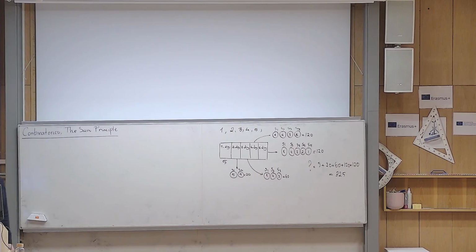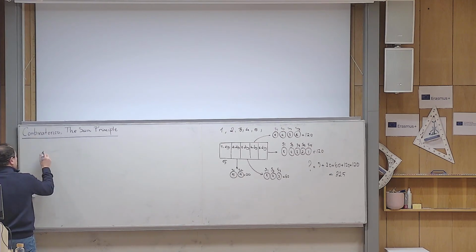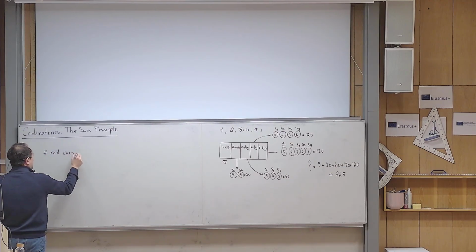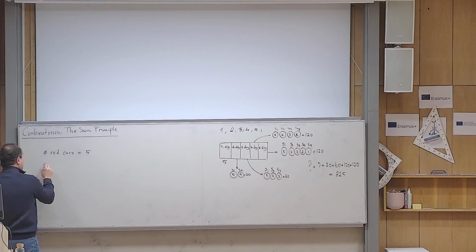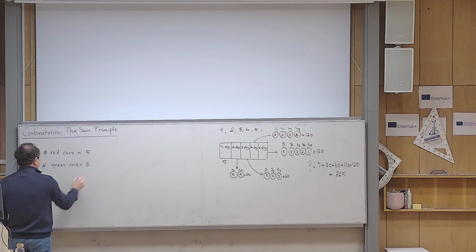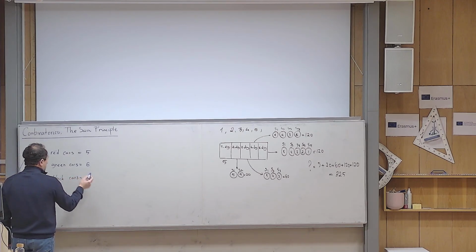Okay, so let us say that you go to a shop and you want to buy 2 cars with different colors, and of course you have 5 red cars. So the number of red cars that you see in the store is 5. The number of green cars is 6, and the number of black cars, so let us say it is 4.